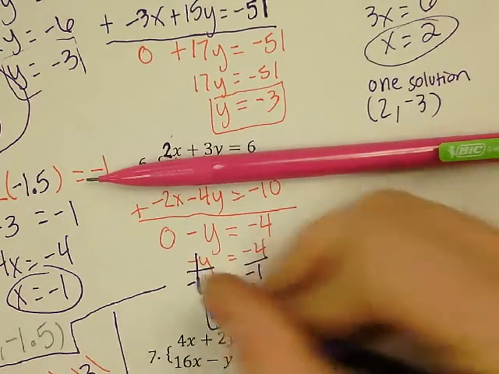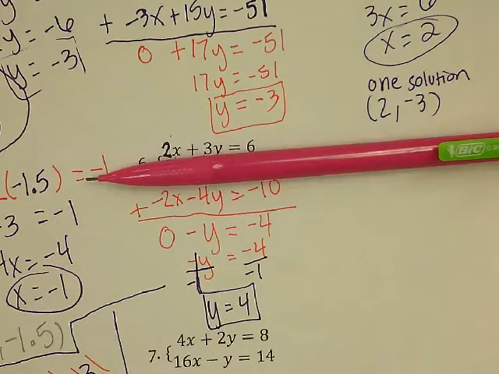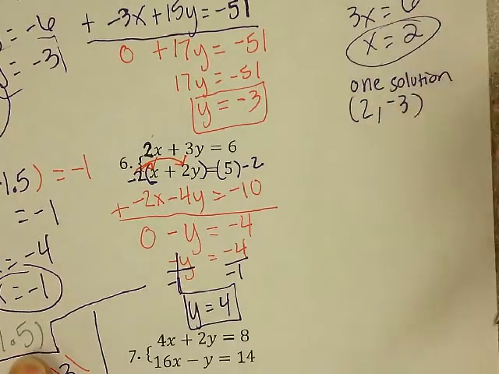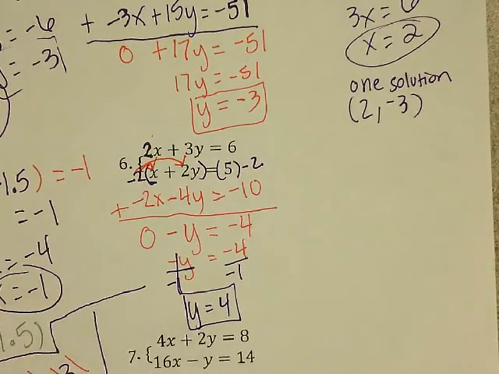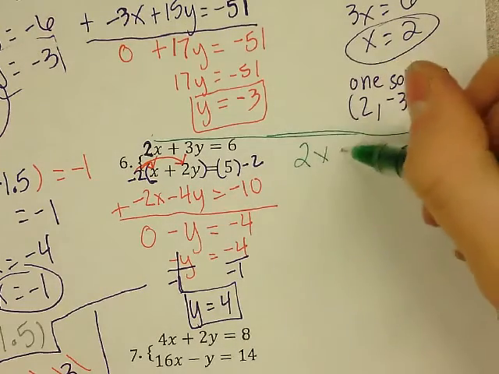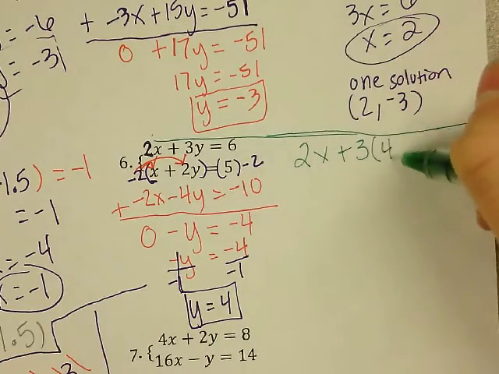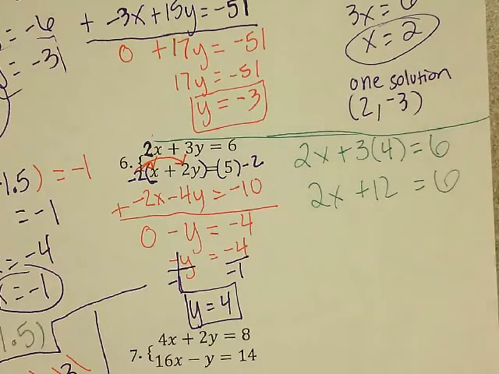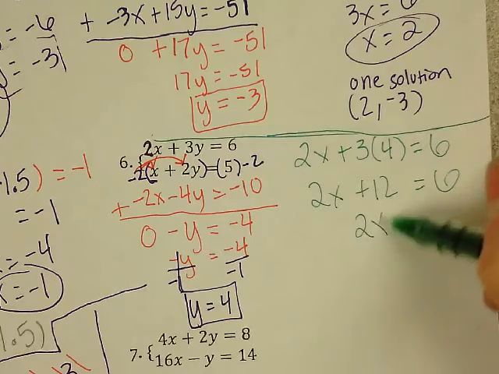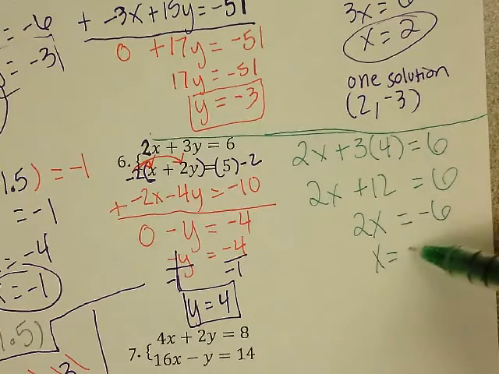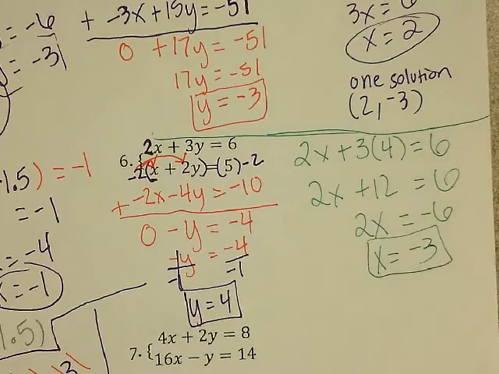All right, are we finished? No. So what do I got to do? Plug it in. So I'm just going to choose the top problem. So I've got 2x plus 3y, but we saw y was 4, equals 6. Subtract 12 from both sides. I get negative 6. Divide by 2. X is negative 3. All right, so what's my solution?